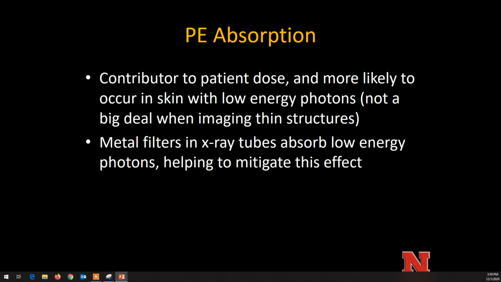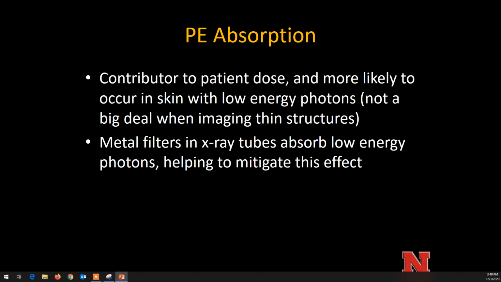So a little bit about photoelectric absorption. This contributes to patient dose, obviously, and is more likely to occur in the skin with lower energy photons, which isn't a big deal if you're imaging thin structures. So if you think about a mammogram where the breast tissue is compressed to be as thin and still as possible, the patient dose issue isn't as big a deal.